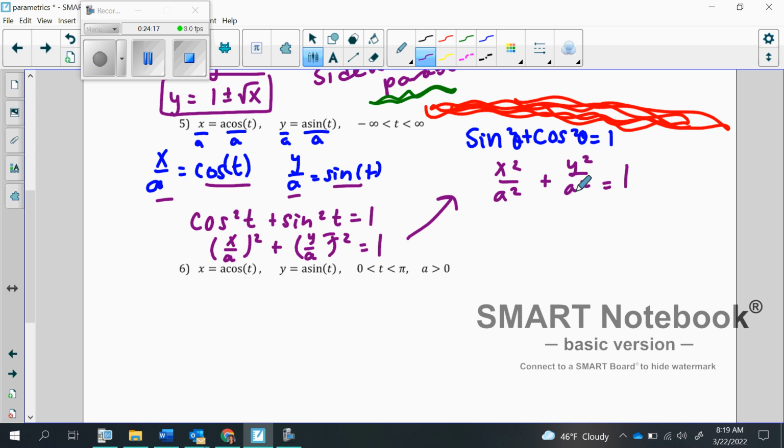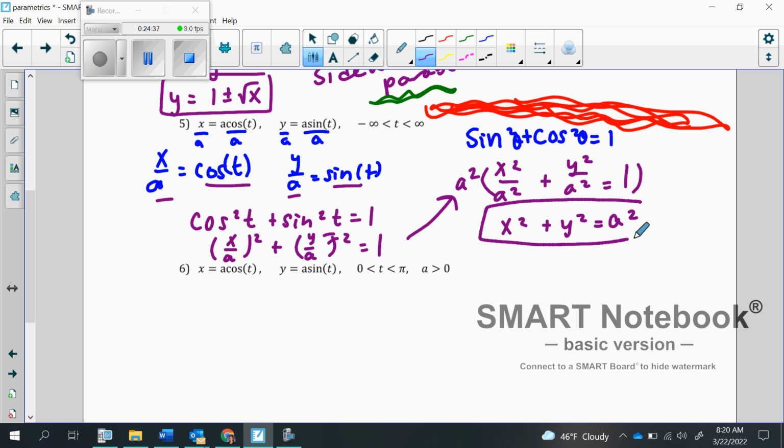And then a nice way to get rid of the denominator here is just multiply every term by a squared. So if I multiply everything by a squared, that goes away. The a squared in the bottom under the y squared goes away. So I just get x squared plus y squared equals a squared times 1 is a squared.